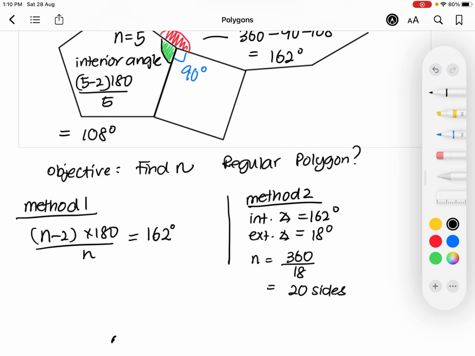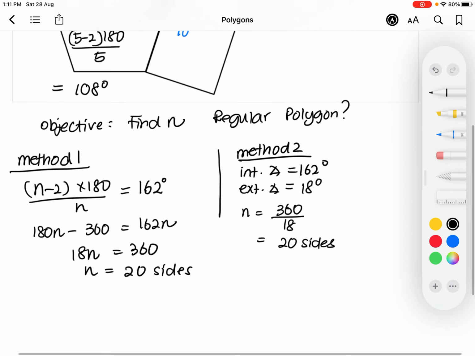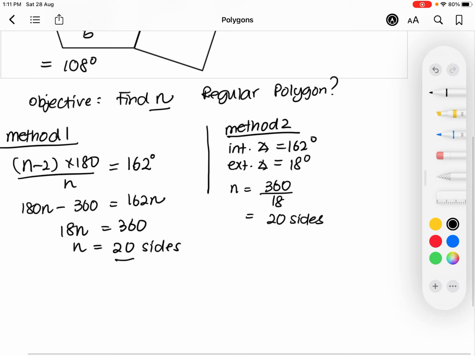Right, similarly over here, we will have 180, shifting the terms around and subtracting them, we'll get 18n to be 360 and n to be 20 sides. So first we have found n to be 20 sides.